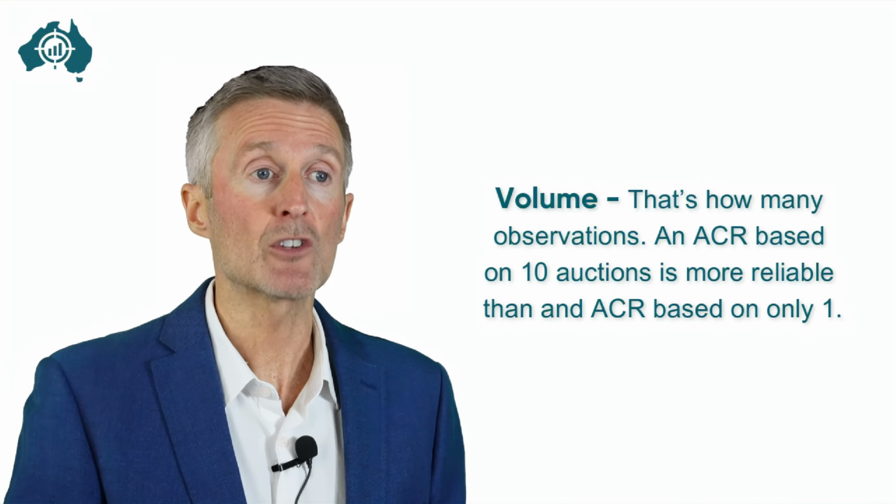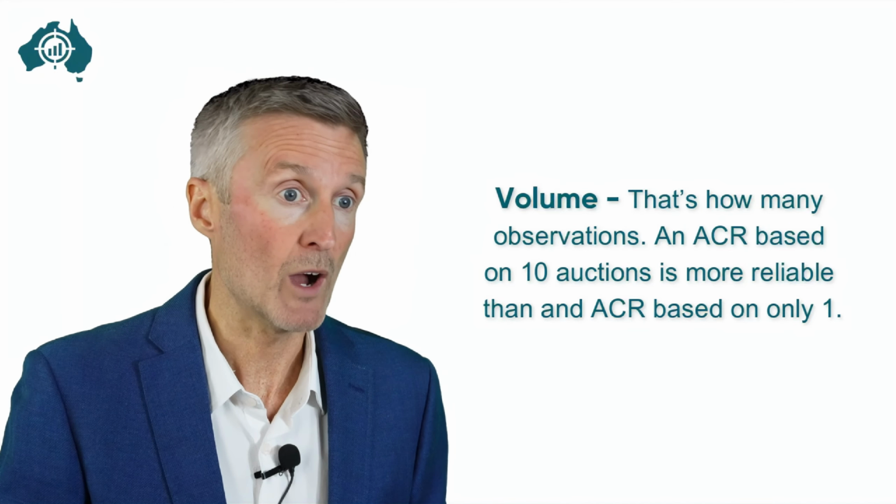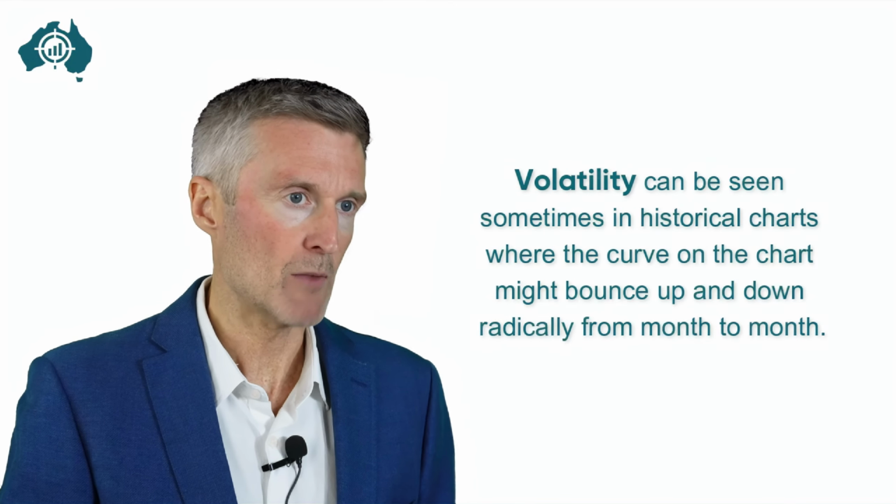That's how many observations. For example, an auction clearance rate based on 10 auctions is more reliable than an auction clearance rate based on only 1. Volatility is another indicator of unreliable data. Volatility can be seen sometimes in historical charts. That's where the curve on the chart might bounce up and down radically from month to month.